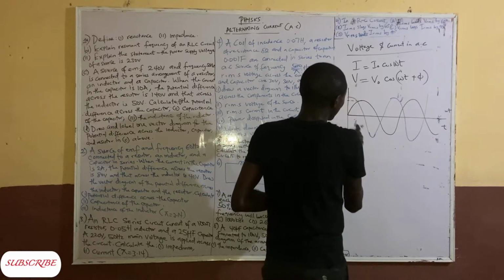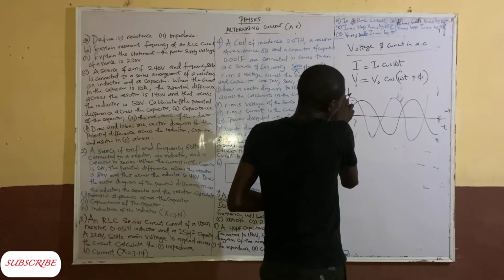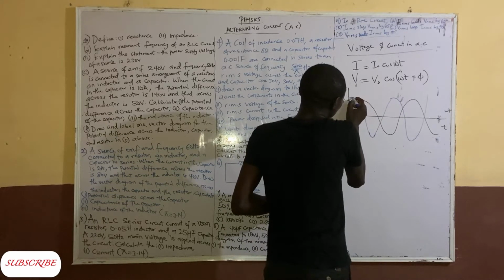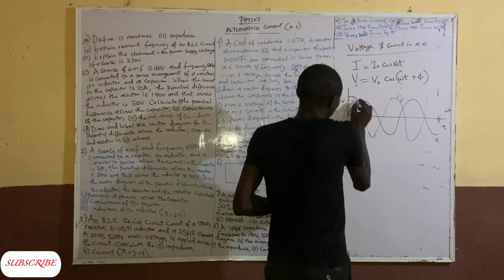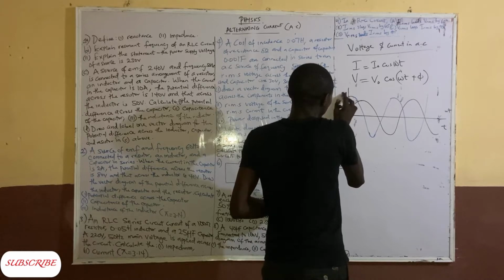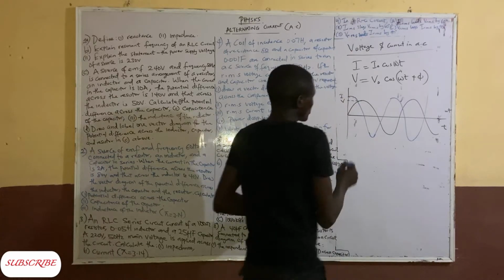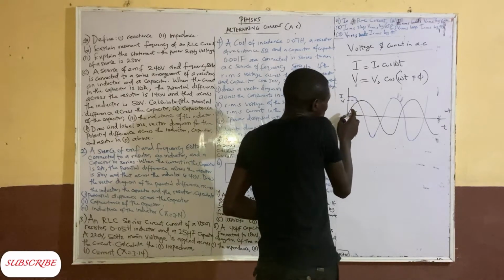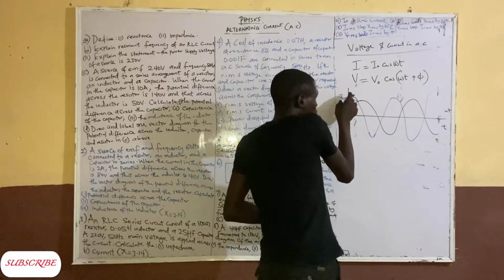Now when you look at it like this, you can see the current starts from here. This is the amplitude of the current. So we have the current amplitude here. Now they are not in the same phase, because this one has started before this one starts.